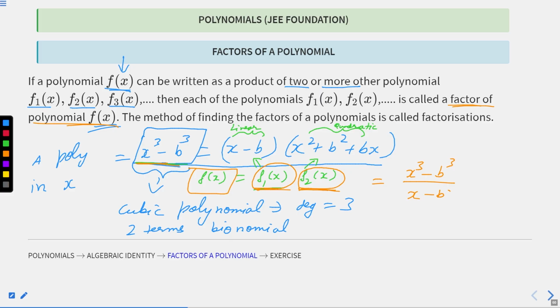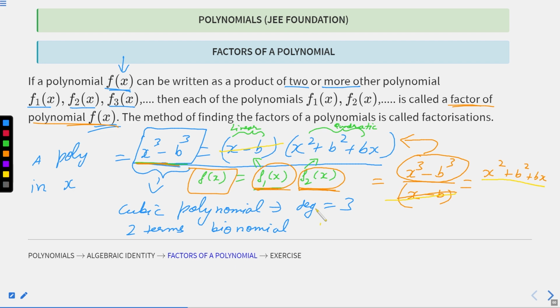For example, my result will be just x square plus b square plus bx. The common term, x minus b in the numerator and denominator, gets cancelled out, and I am only left with x square plus b square plus bx. I hope this concept of factors of a polynomial is now clear to you.